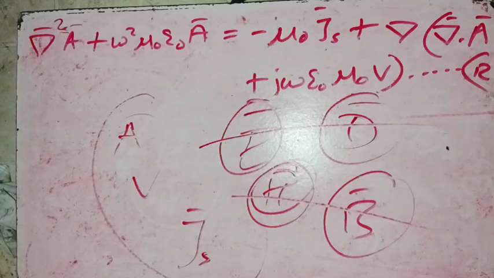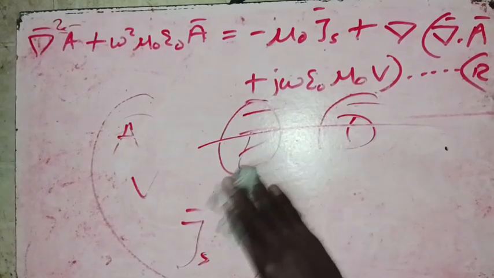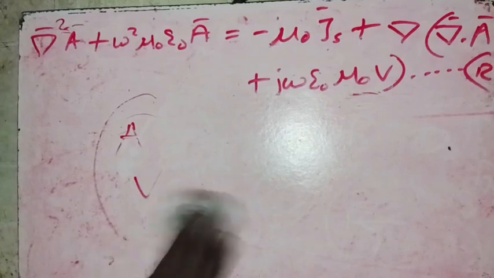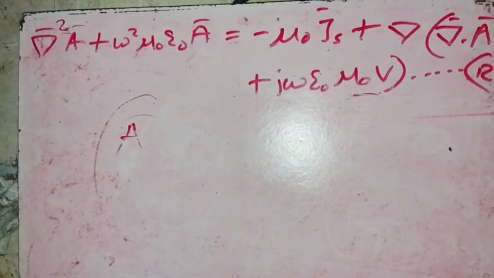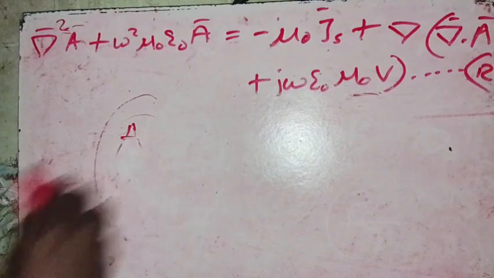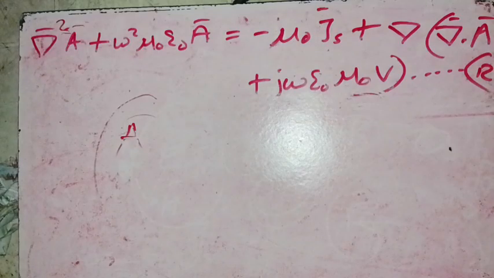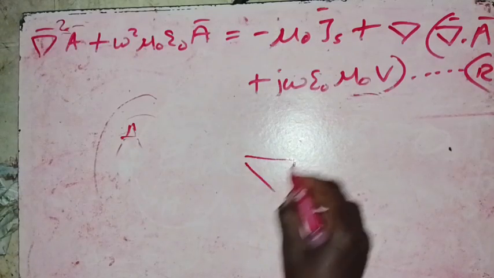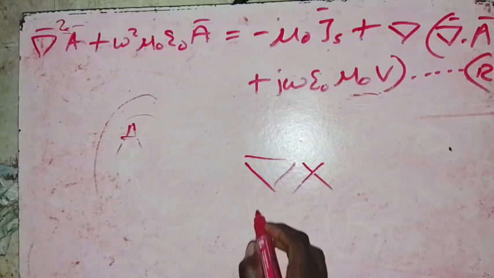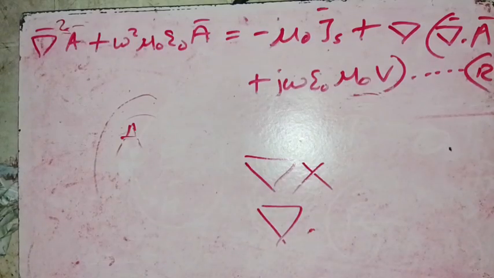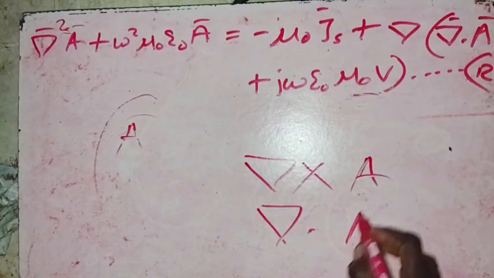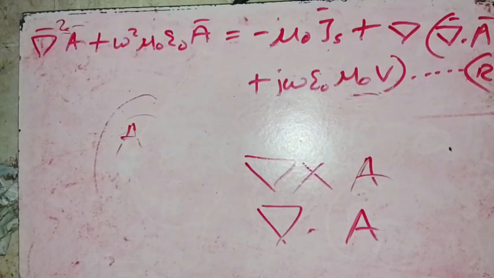Now, starting with A, just A. Leave the rest. For you to be able to identify a field, what do we need to know? The curl and the divergence of the field. So we need to know the curl of A, and we need to know the divergence of A.